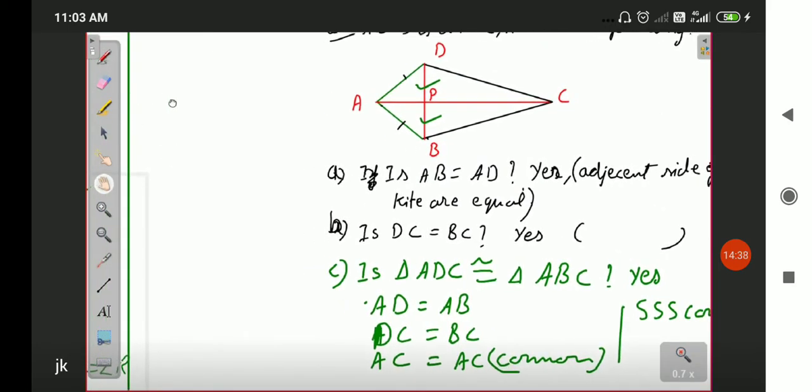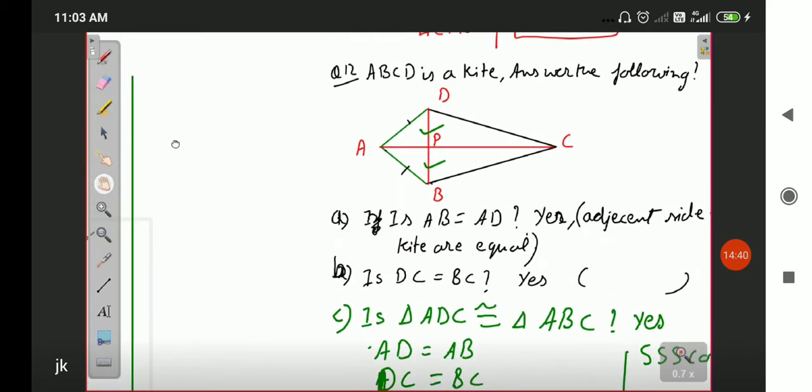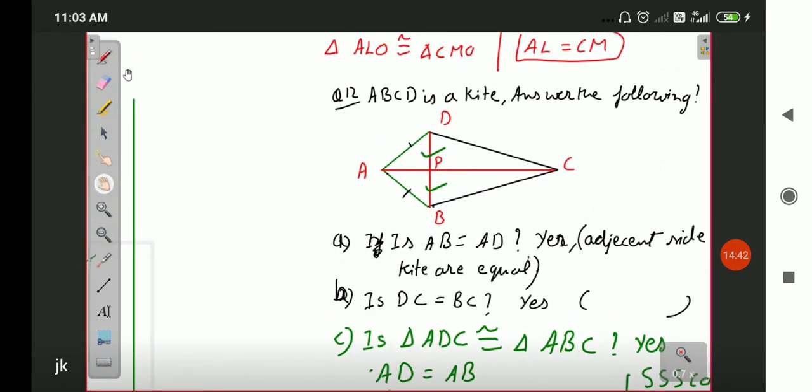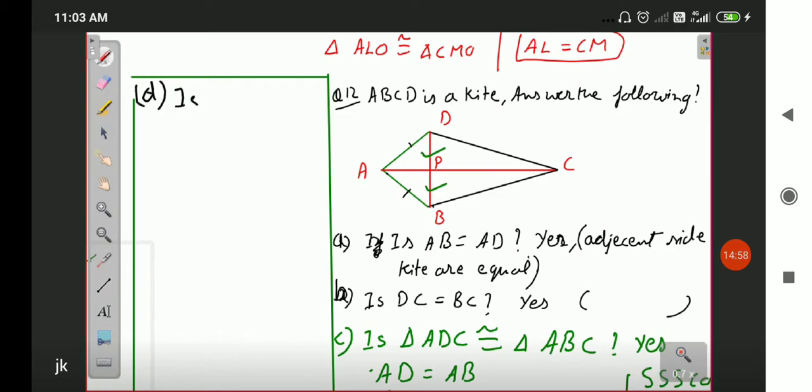Next, we are done with this. Space is done. Next is part D. This M means minor. Minor means chota wala.